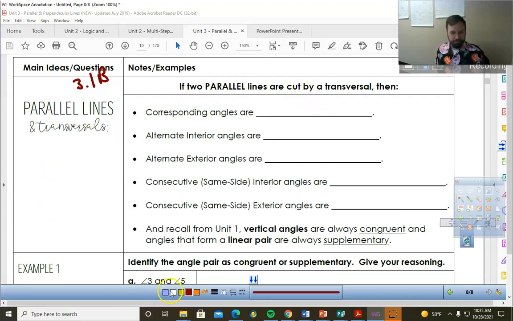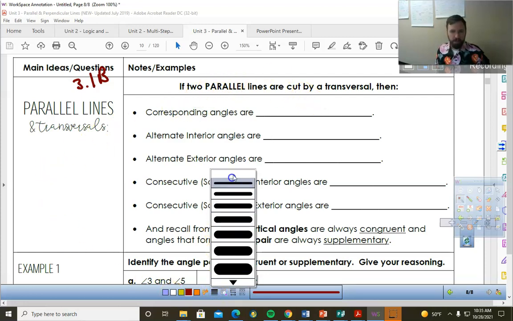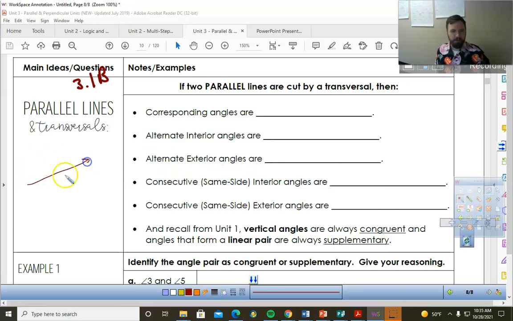Before, we talked about two lines being cut by a transversal, but now we're going to say that the lines being cut are parallel to each other. When they're parallel, some special properties come up. For example, corresponding angles, like these two angles right here. If they're parallel, then corresponding angles are congruent.